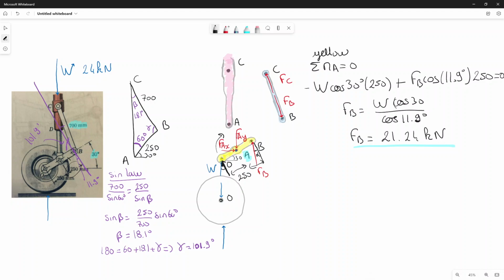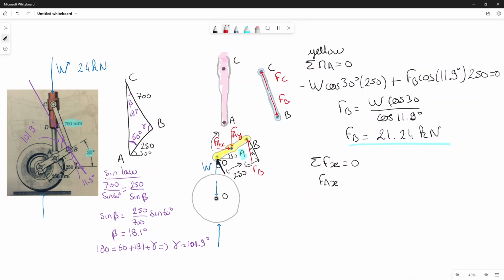So if we do sum of the forces on X equals 0, we got W, that's 0 forces, so we just have FAX, and my FB, so FB has an angle, oh, that's even another angle for FB. How much is that? At the angle that we found before, the 18.1. Oops, let me think.